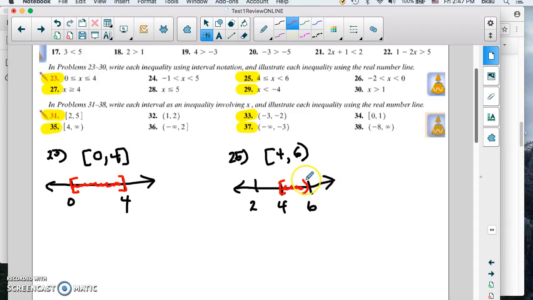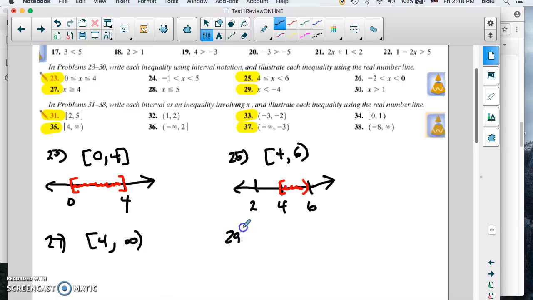Now in some books, this will be an open circle and this will be a closed circle. Will be those both closed circles in that one. Alright, 27. It's greater than or equal to 4, so that means we start at 4, but we go to infinity. We're going up forever, so we go 4 to infinity, not including infinity, because there is no example for infinity. There is no number, so we don't use a closed bracket.